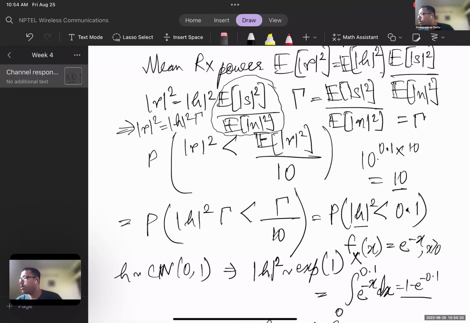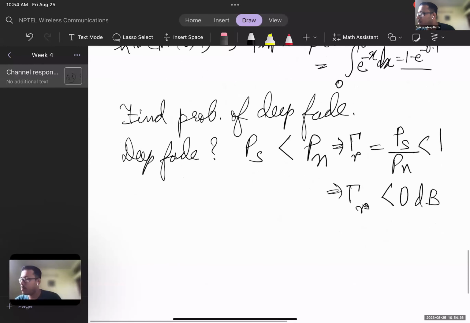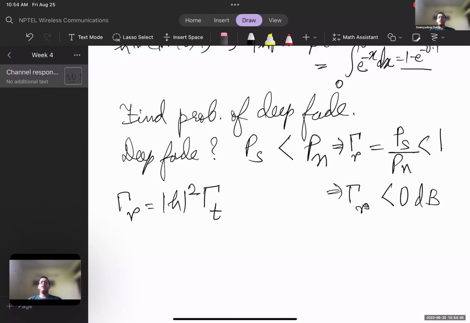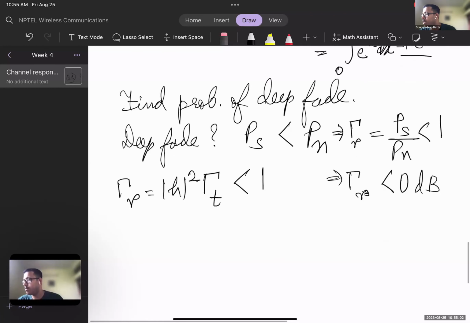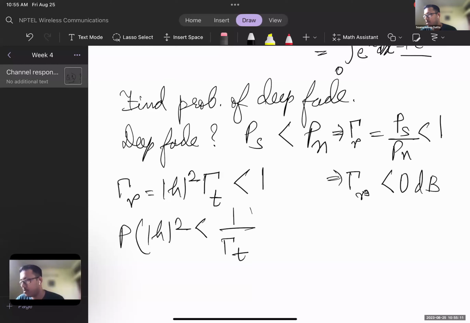So what is this gamma received here? The received signal power is |h|^2 times the transmitted signal power, right? And for deep fade, we need this to be less than 0 dB in decibels, in the log scale. In linear scale, it has to be less than 1. So I need to find the probability that |h|^2 is less than 1 by gamma t, the transmitted SNR. So that is all.